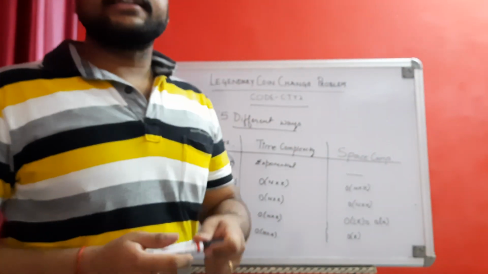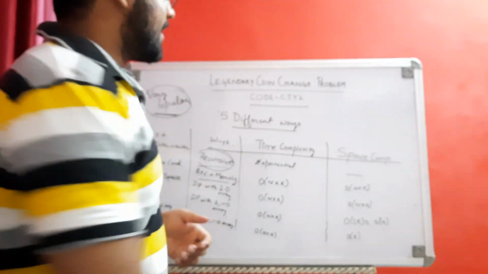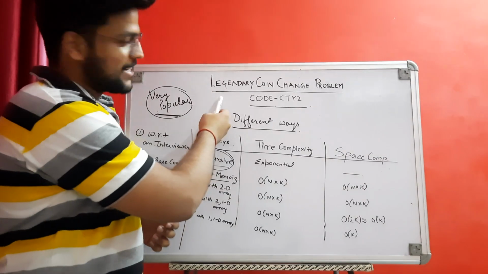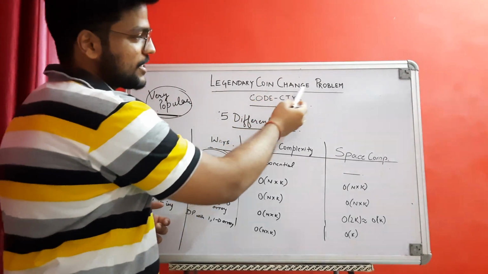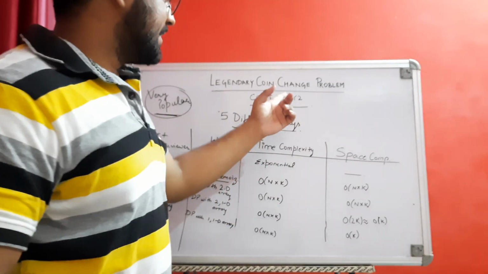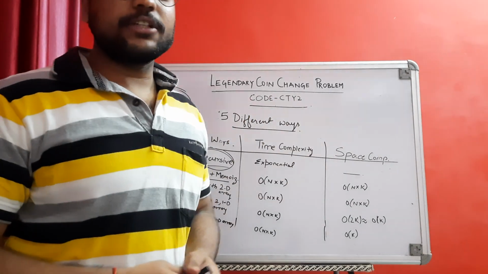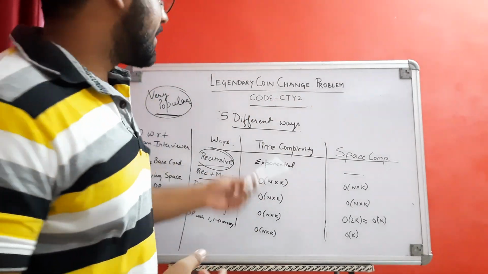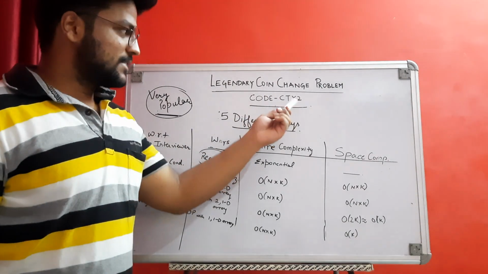Hello everyone. In this CodeChef Creator Hunt, I will try to explain this very legendary problem, the legendary coin change problem. Its code is CTY2. So you can view this problem on codechef.com by name or by its code CTY2.